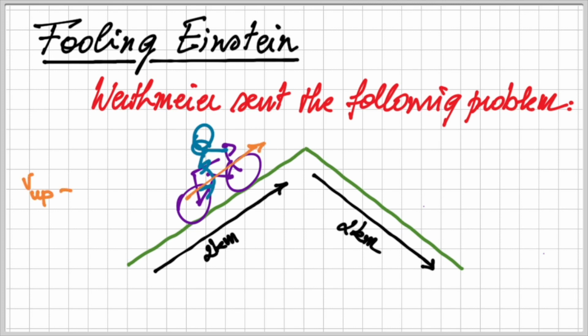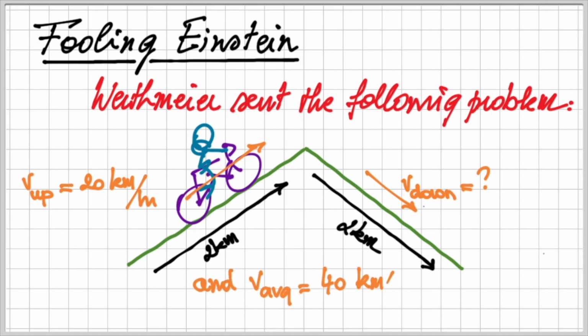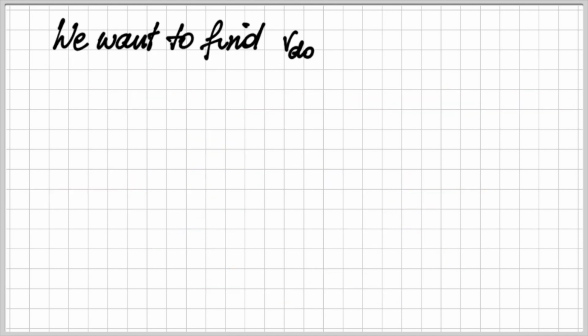I adjusted it a little bit because we have a hill. We're going with the bike uphill. Imagine that's me. Uphill we have 2 kilometers. I have a speed of 20 kilometers per hour going up the hill. And now I want to know what has to be my speed down to have an average speed of 40 kilometers per hour. So I want to do the trajectory of 4 kilometers with an average speed of 40 kilometers per hour.